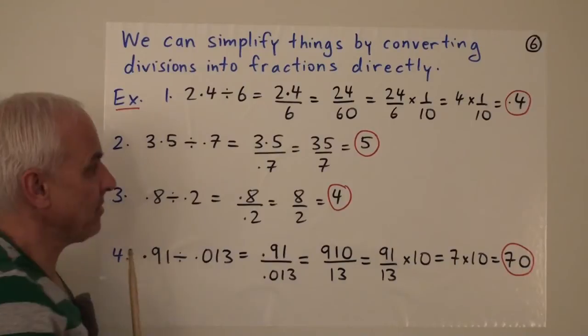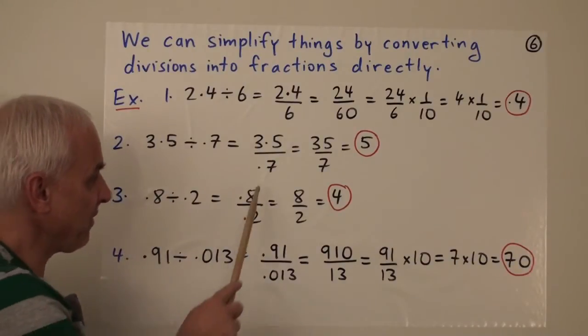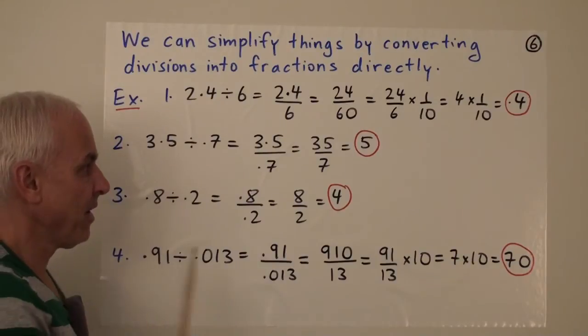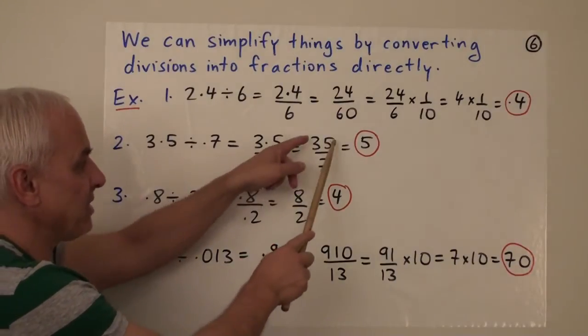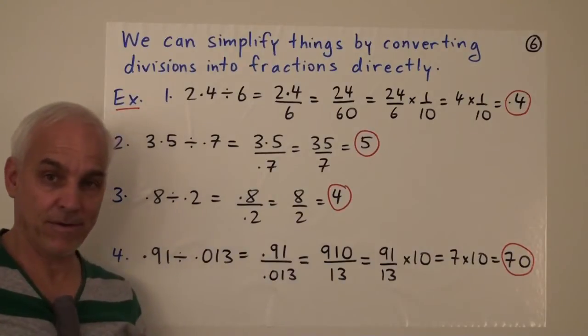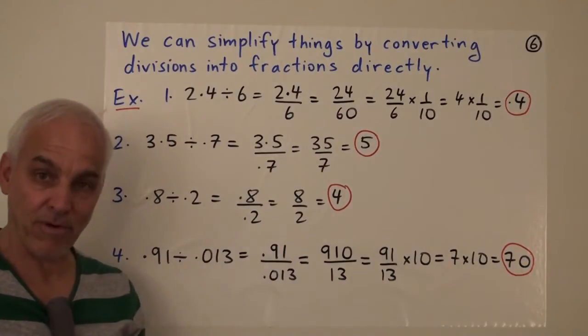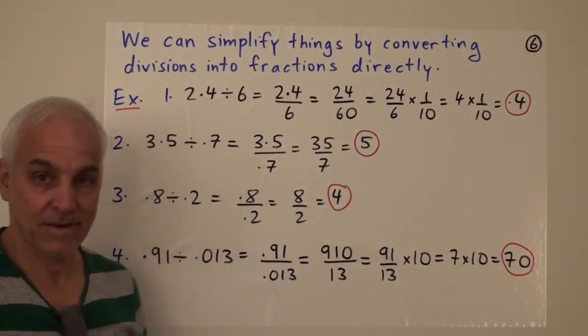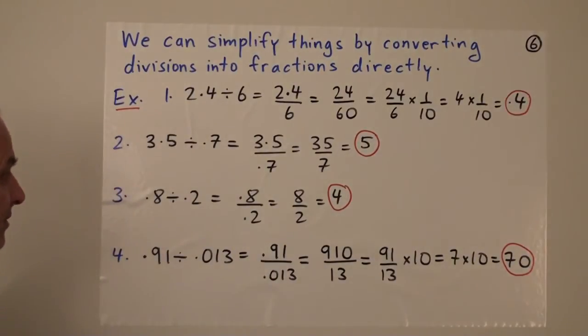3.5 multiplied by 10 is 35. 0.7 multiplied by 10 is 7. So this divided by this is the same as this divided by this. But this divided by this is just a regular fraction involving natural numbers, which we can deal with. In this case, we get the number 5.